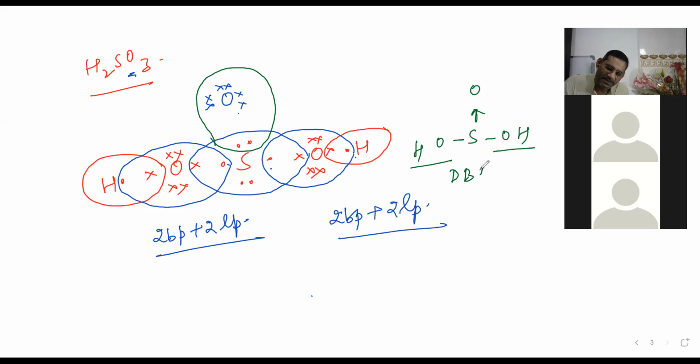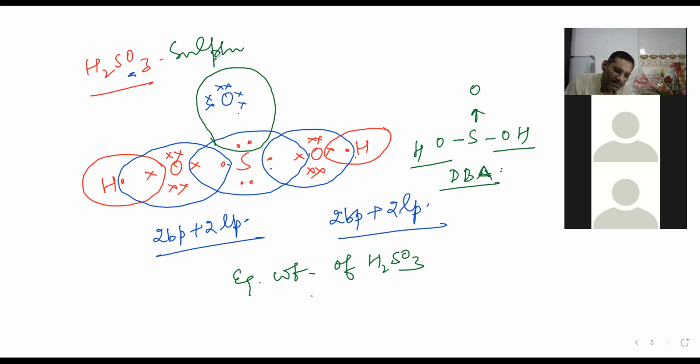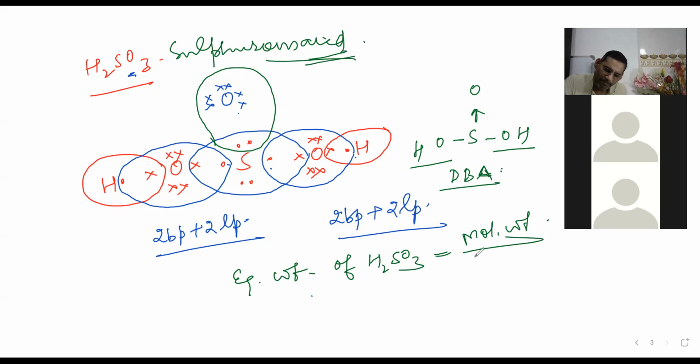In chapter 1, some basic concepts of chemistry, I told you about equivalent weight. So suppose you are writing the equivalent weight of H2SO3, sulfurous acid. What is its name? Sulfurous acid. So see, what is the molecular weight of it? Molecular weight upon, since it's an acid, its basicity. Acids will have basicity and bases will have acidity.